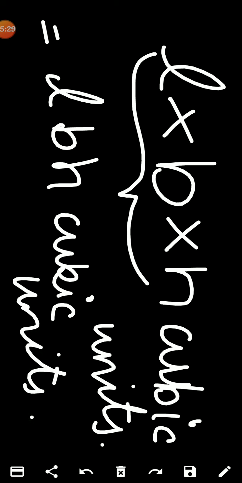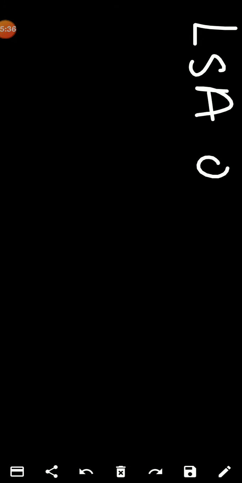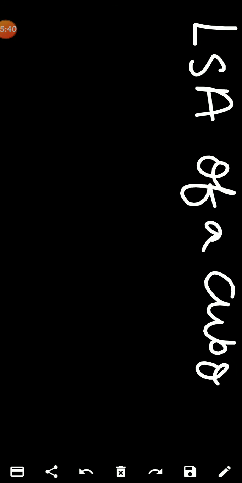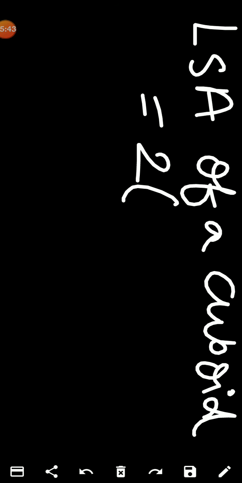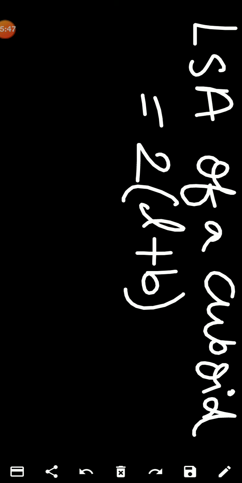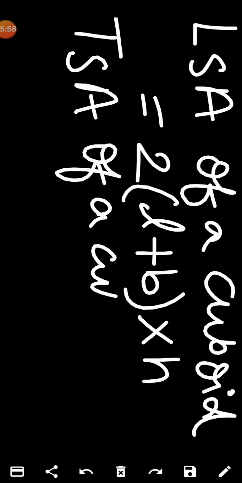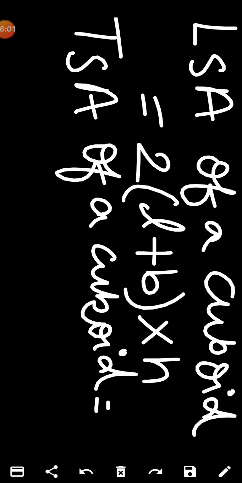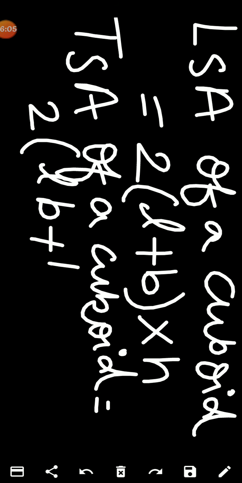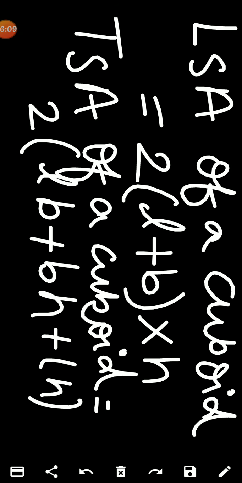Now let us have a small recap of what we learned in this short video. The lateral surface area of a cuboid is 2 into (L plus B), which is the perimeter of a rectangle of a cuboid, multiplied by the height, and the total surface area of a cuboid is equal to 2 multiplied by (LB plus BH plus LH), and these two are expressed in squared units. Don't forget to write this at the last.